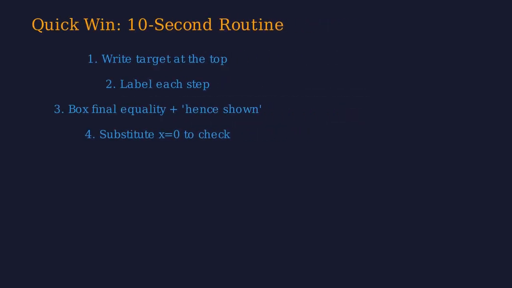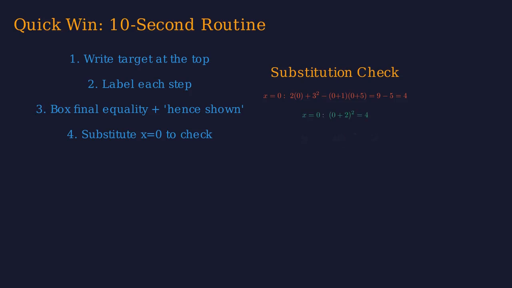Quick win. A 10-second routine you can use in every exam. 1. Write the target from the question at the top. 2. Label each step: expand, simplify, factor, short labels. 3. Box the final equality and write "hence shown" or "therefore shown."